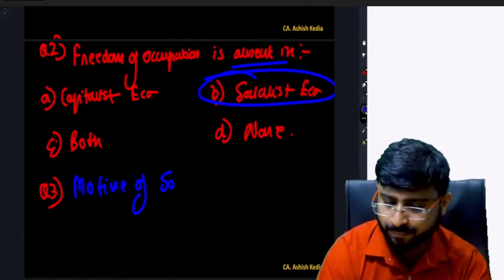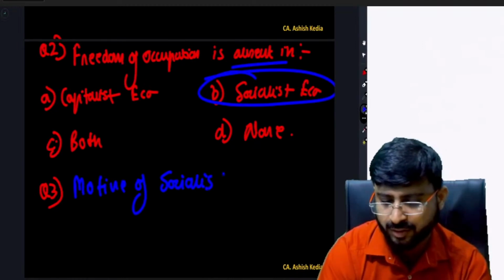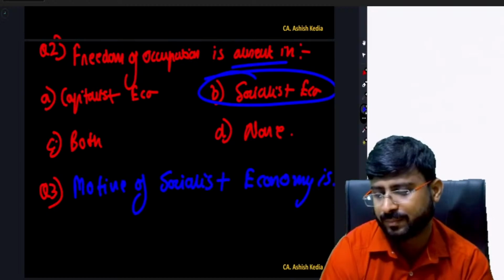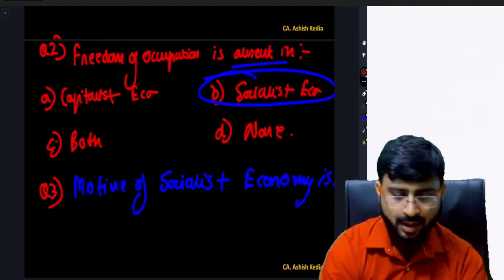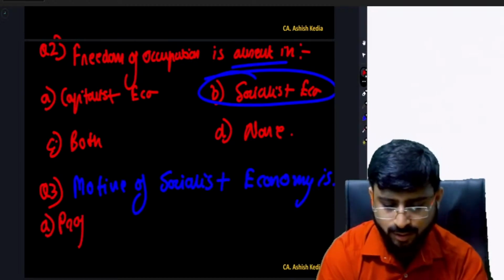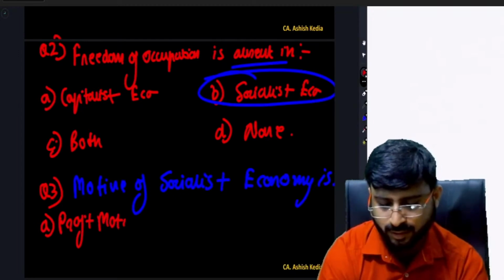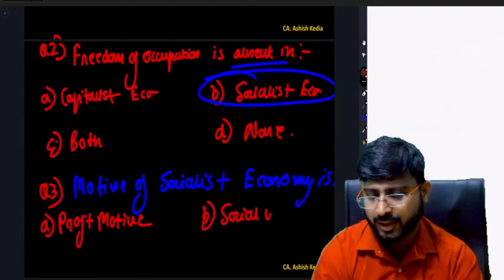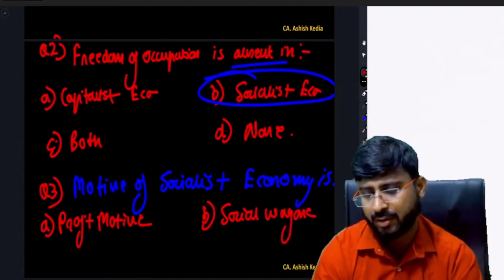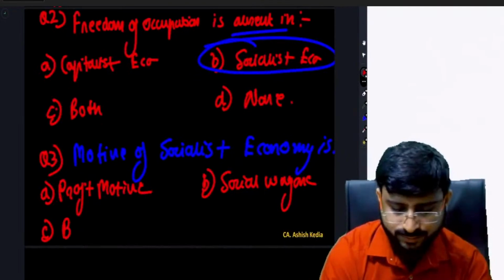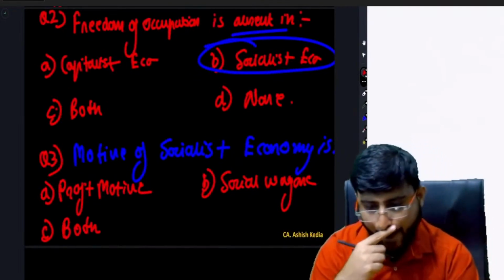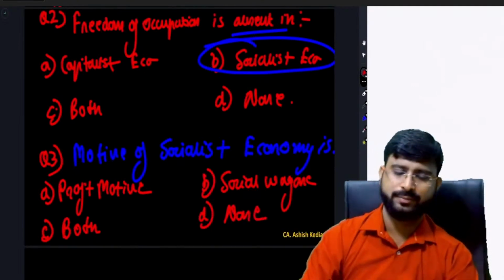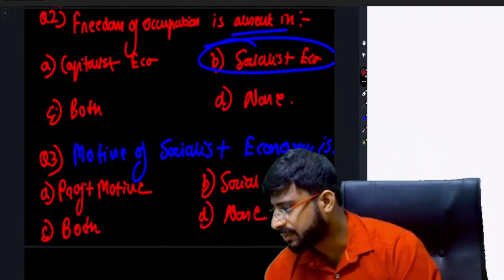Motive of socialist economy is: A, profit motive; B, social welfare; C, both; D, none. Come on, everyone. Tell me which one.